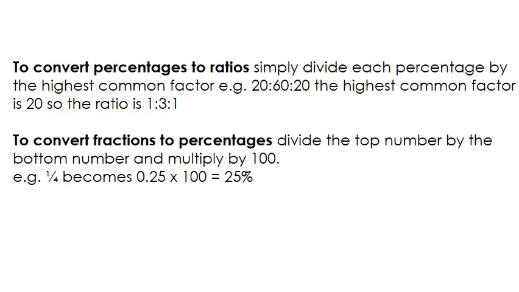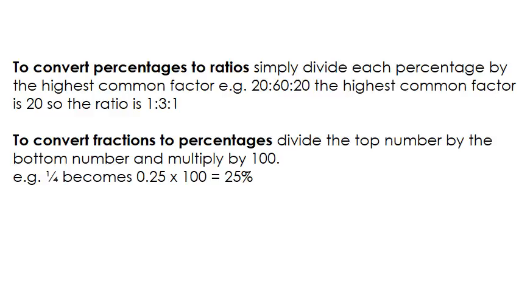Now, if we want to convert percentages to ratios, then you simply need to divide each percentage by the highest common factor. So if we have, for example, 20%, 60%, and 20%, then the highest common factor we've got there is 20. So 20 divided by 20 is 1, 60 divided by 20 is 3, 20 divided by 20 is 1, so it would be a 1 to 3 to 1 ratio.